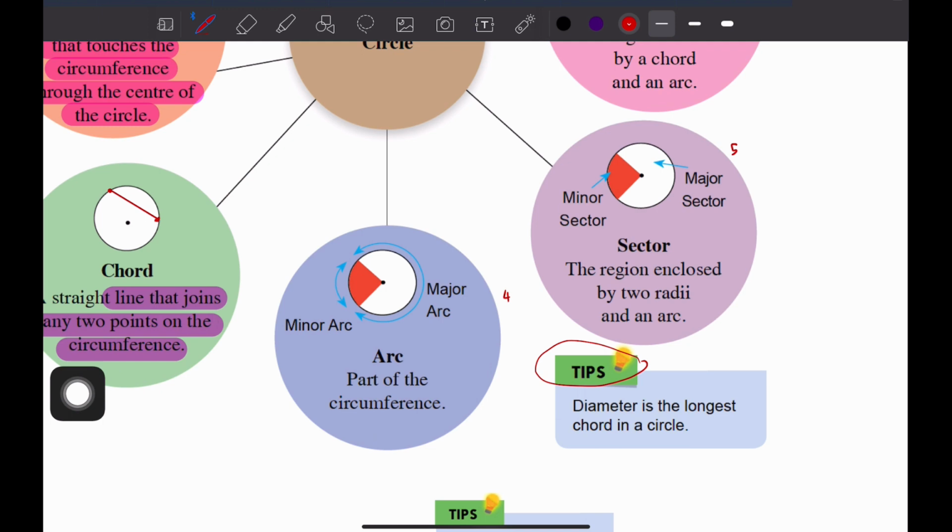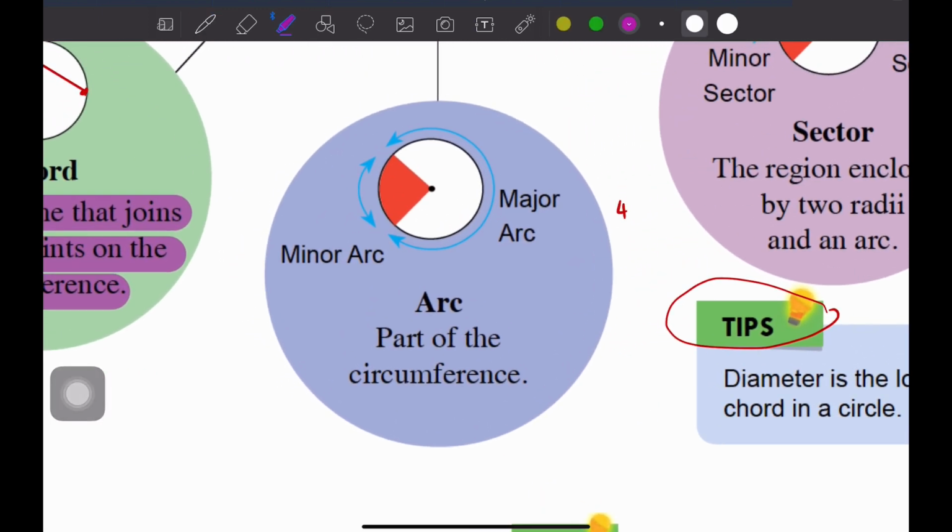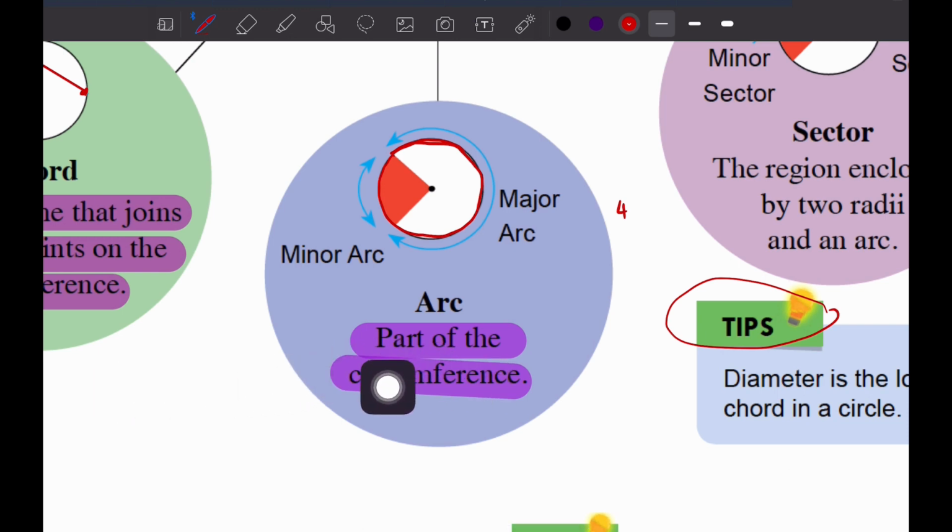Next, let's look at arc. What is arc? Arc is a part of the circumference. Earlier we learned that circumference is the perimeter of the circle, and an arc is a part of it. Over here we can see that there is a minor arc and a major arc. So what is the difference between these two things?